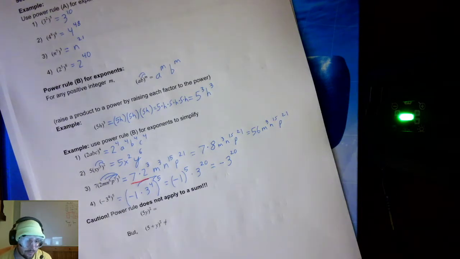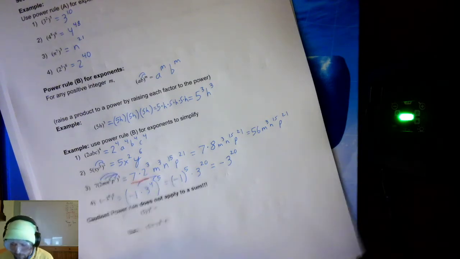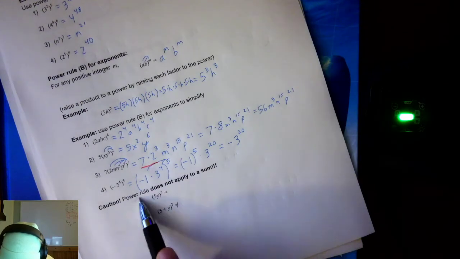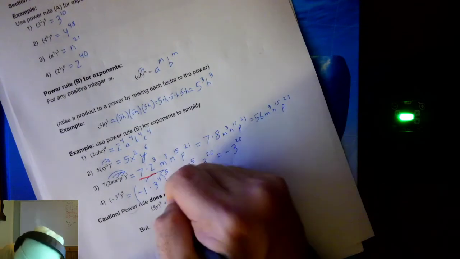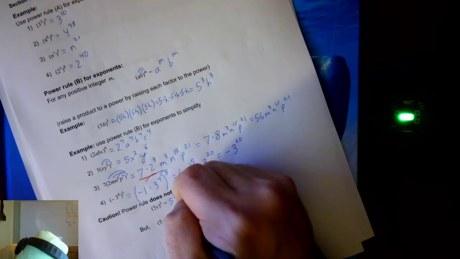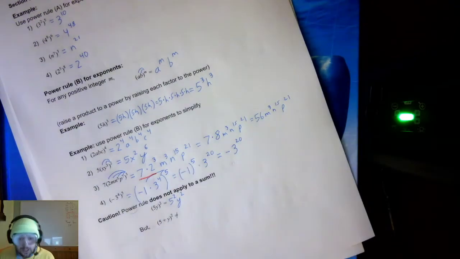Make sure you're careful with negative signs. Negative signs throw a bit of a wrench into these types of problems. Now, it says, caution, power rule does not apply to a sum. 5y squared is equal to 5 squared y squared. That is true. That's one of the power rules, right?